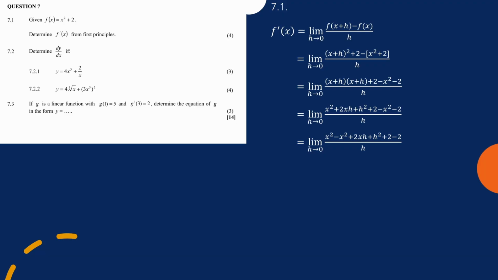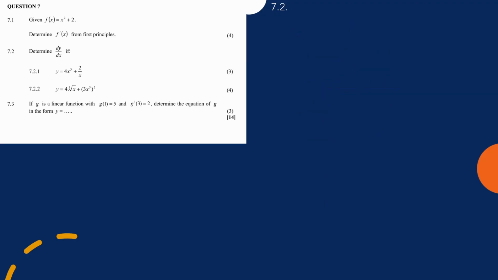And hence we will be left with limit as h approaches 0 of 2xh plus h squared all divided by h. On the numerator, I can see that there's a common factor of h. I can factor that out. And for 2xh, I'll be left with 2x, and for h squared, I'll be left with h. And the h on the numerator and the h on the denominator will cancel each other out, leaving me with limit as h approaches 0 of 2x plus h. And now substituting in my h as 0, I'll have 2x plus 0, and hence my f prime of x will be 2x.